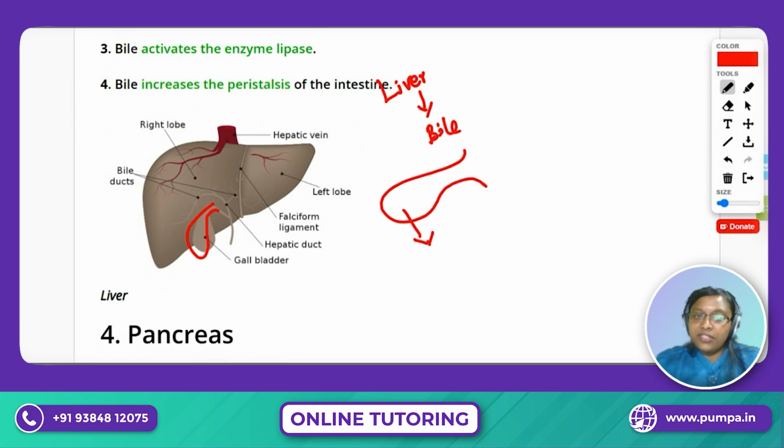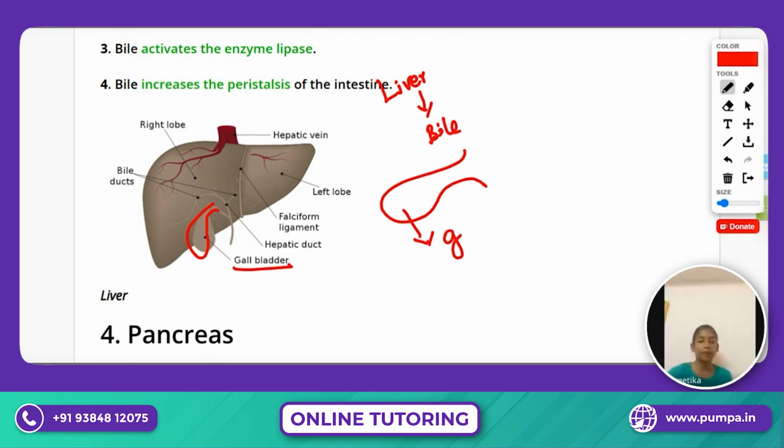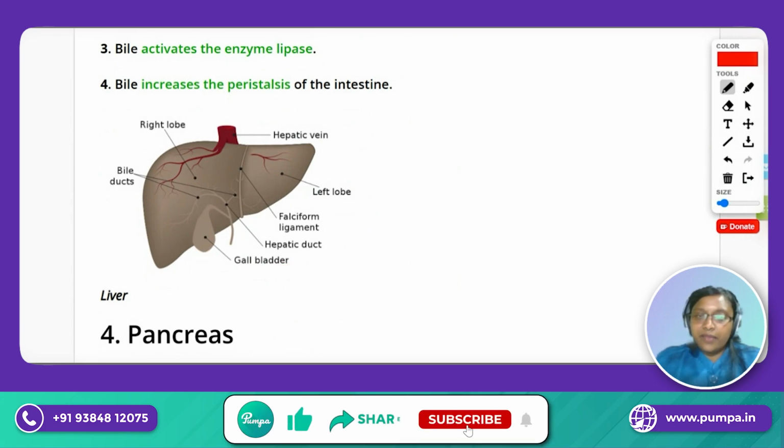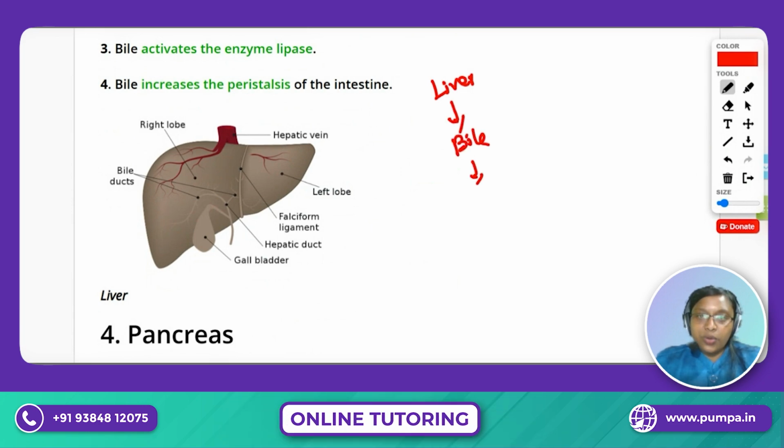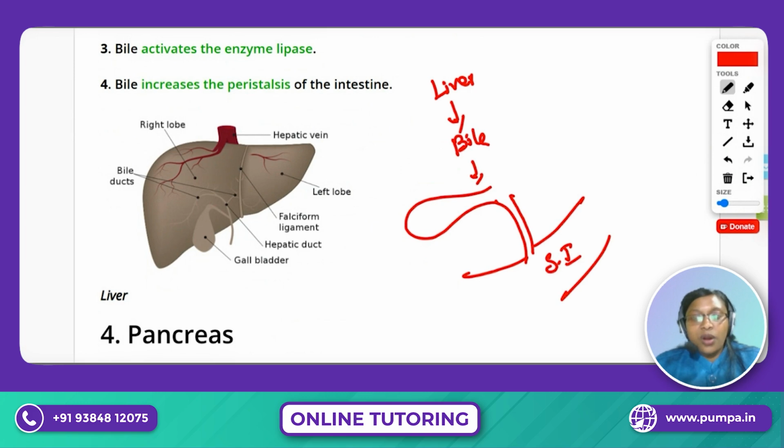It will start with G. Gallbladder, ma'am. Very good. Yes, it's the gallbladder. Again I'm repeating, the liver will be secreting the bile, and the bile will be stored in a temporary storage called the gallbladder. The gallbladder will have connections with the small intestine, and we have already learned that the small intestine will have another connection with the pancreas.